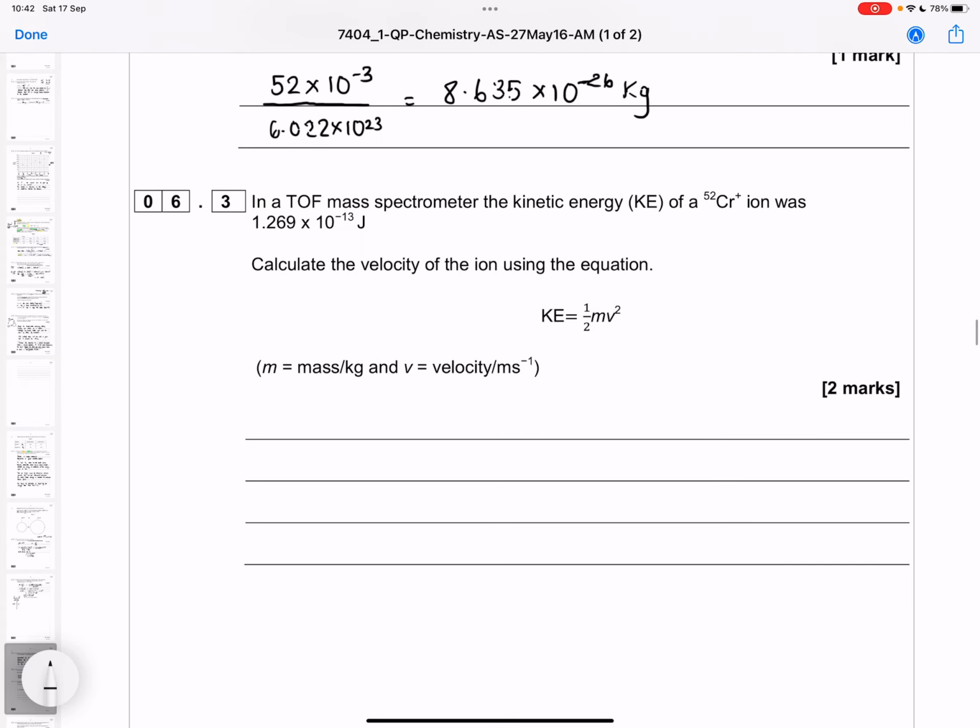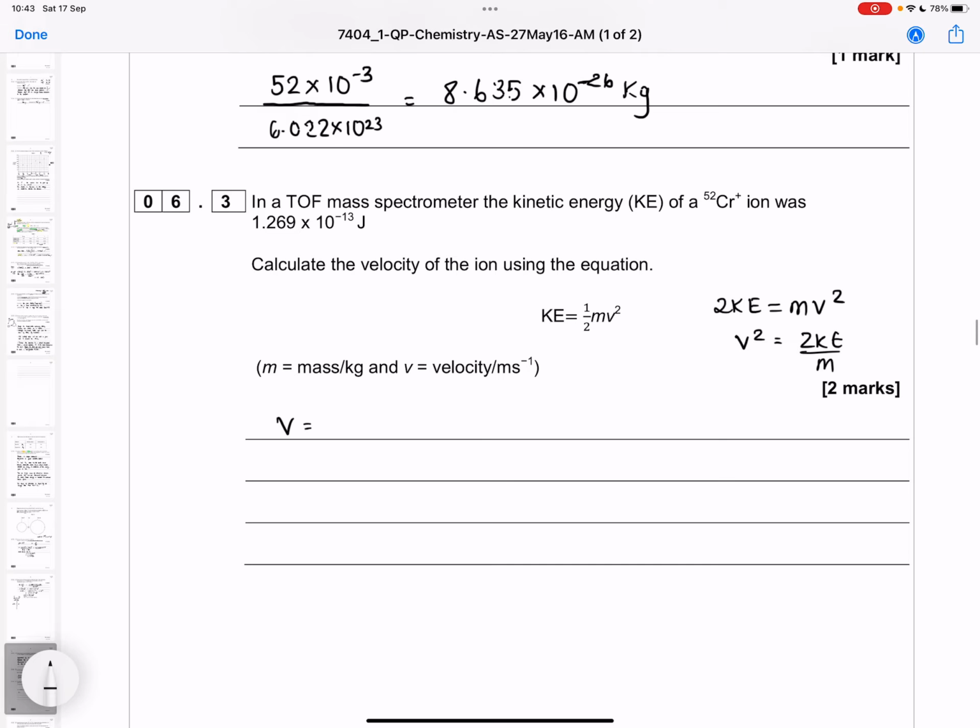In a time-of-flight mass spectrometer, the kinetic energy was 1.269 times 10 to the minus 13 joules. Calculate the velocity. And they've given us the equation, so we need to do a bit of rearranging. So I'm just going to times both sides by 2 to get rid of the half. So we'd get 2 times kinetic energy is mv squared. If we divide both sides by m, we'll get v squared is 2 times kinetic energy divided by m.